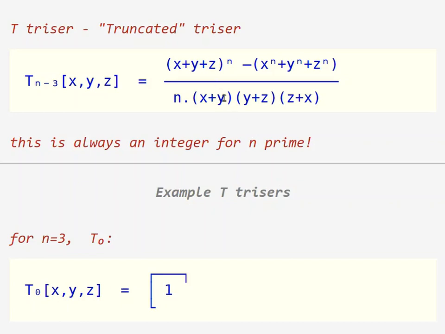If you think of the number of terms, you've got 3 terms to the power 3, that's 27 terms, minus 3 terms, that leaves 24 terms. Divide by 3, that's 8 terms, and here you've got 2 times 2 times 2 terms, 8 terms, so this is all that's left.